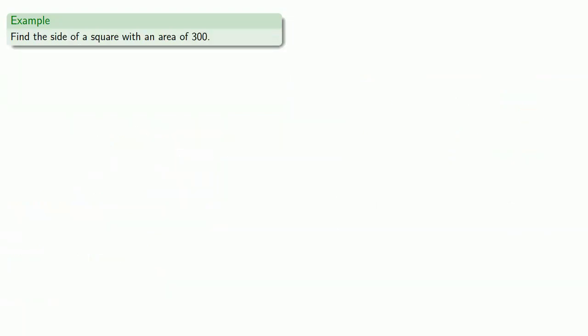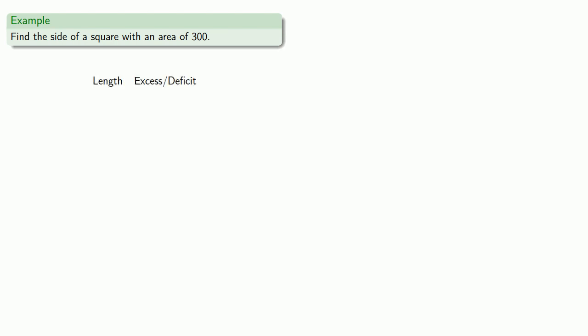Liu Hui also used the method of excess and deficit in a way we would recognize today as the method of double false position. We'll illustrate Liu Hui's approach by trying to find the side of a square with an area of 300. And again, we want to think about our excess and deficit and our contribution rates, and in this particular case, the contribution rates are the lengths.